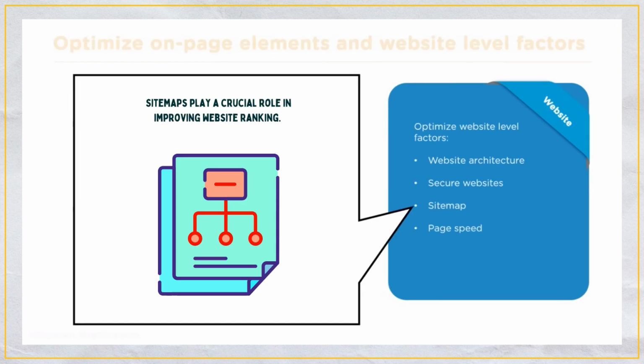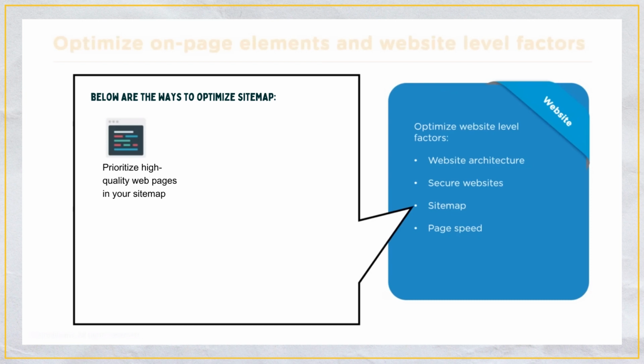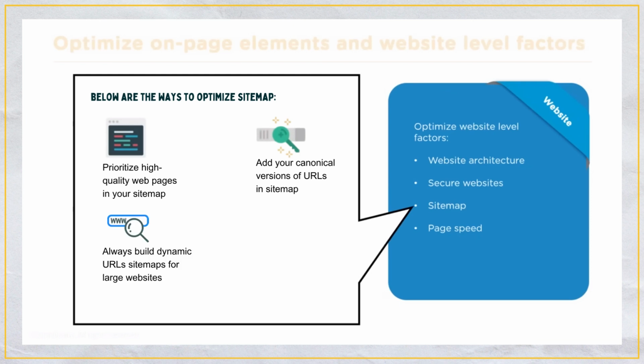Sitemaps play a crucial role in improving website ranking. They serve as an organized compilation of all your website's URLs in a single file. By creating a sitemap, you can prioritize your web pages, inform Google about the frequency of changes, and associate a date stamp with each page. Regularly updating and refreshing your content is important to signal to Google that your website is active. By including canonical versions of URLs in a sitemap, you can specify the original and preferred URLs.